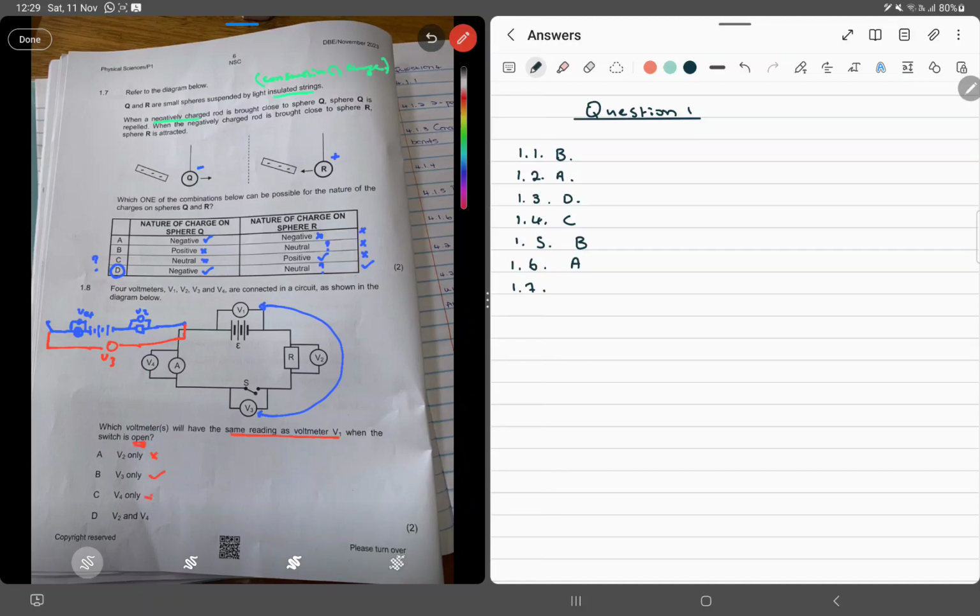V4 has nothing to do with that, and if they were to ask for a reading, it should be 0 there, because the ammeter essentially offers no resistance. Now V2 and V4, not necessarily, so the answer here is B. So we've got B as our answer.